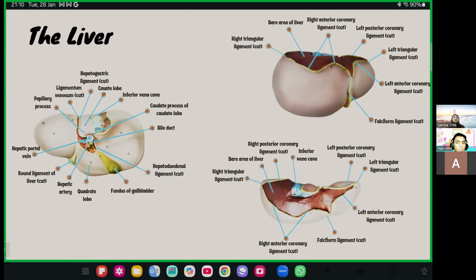The liver also has small sections like the caudate lobe near the inferior vena cava, and the quadrate lobe near the gallbladder. Finally, we have the bare area, which is the region of the liver that directly touches the diaphragm without any peritoneal covering. So that's all from my part. I will pass to the next presenter, Natasha.